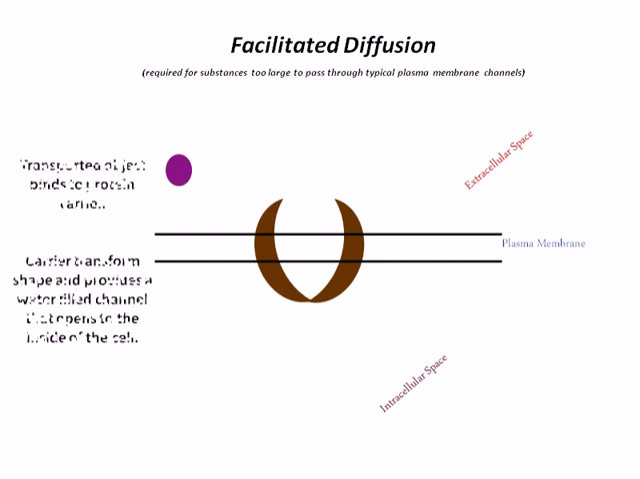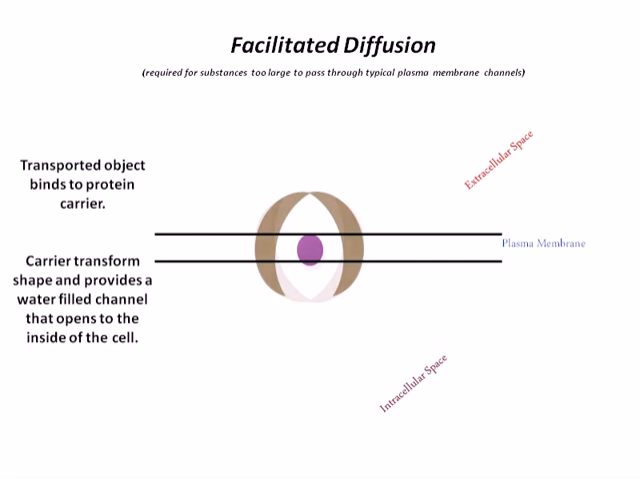In facilitated diffusion, substances bind to the protein. The binding causes the protein to change its shape, opening a channel to the inside of the cell. It is important to note that this process is still diffusion and is still passive, and therefore the substances move down their concentration gradient from a higher concentration to a lower concentration.